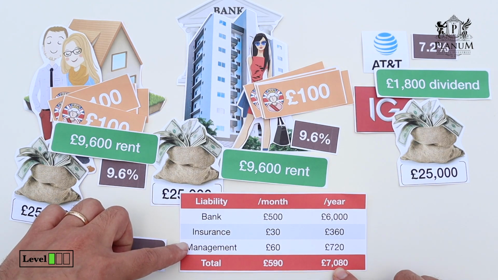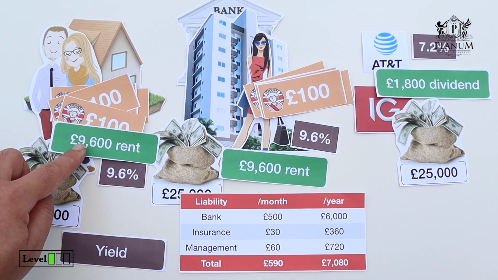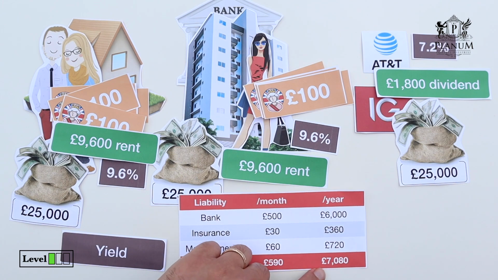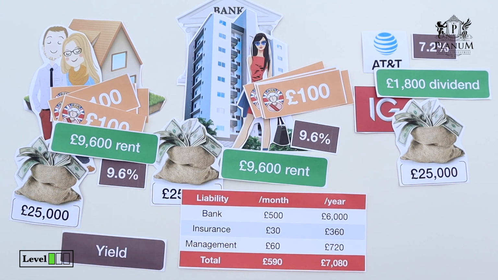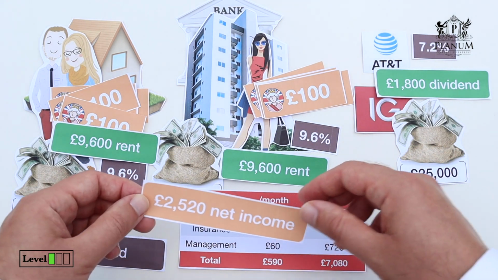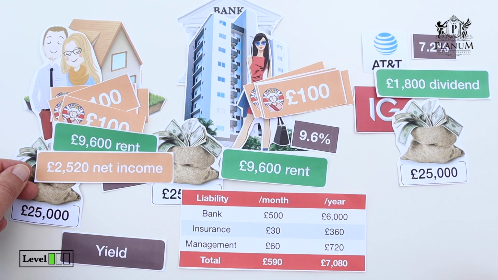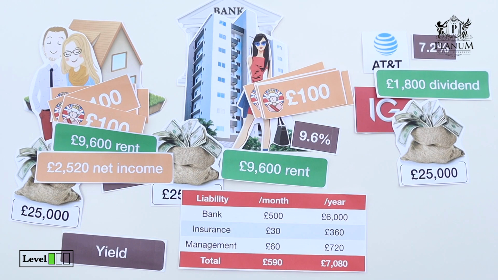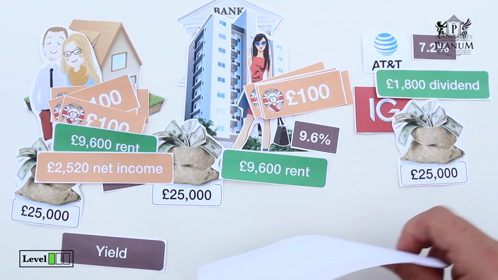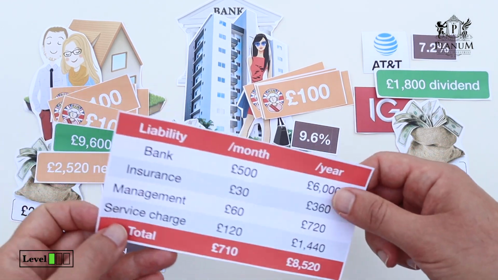which is £7,080 per year. So if you deduct your £7,080 liability from your £9,600 worth of rent, you will come to £2,520 of net rental income. Let's have a look at the list of liabilities for our flat.